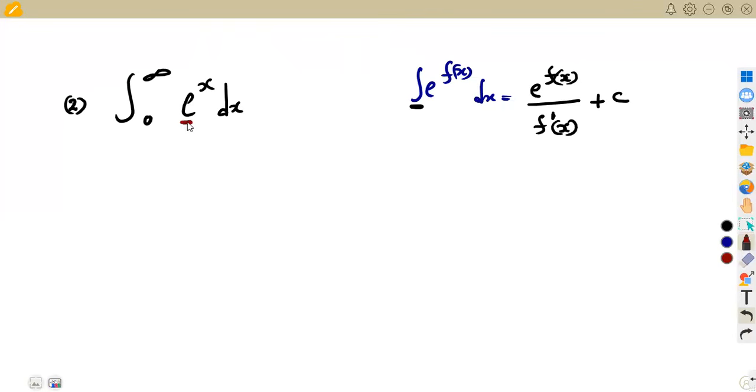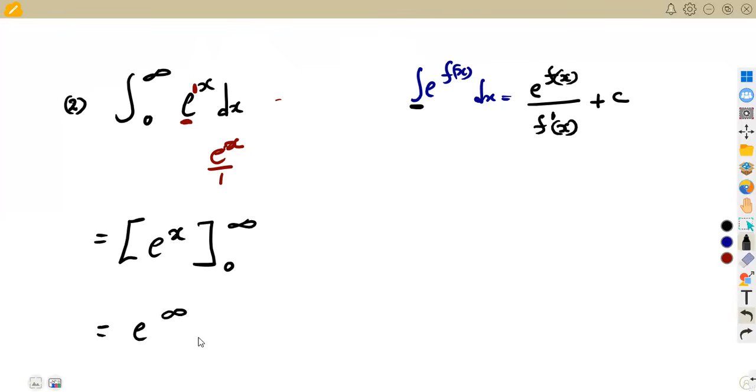So that means we're going to have e to the exponent of f of x. This derivative is 1, so it's going to be e to the exponent of f of x over 1, which is simply e to the exponent of x. So we are going to obtain e to the exponent of x with our limits from 0 up to infinity. In this case, we substitute the upper limit, which is e to the exponent of infinity, minus e to the exponent of the lower limit, which is 0.